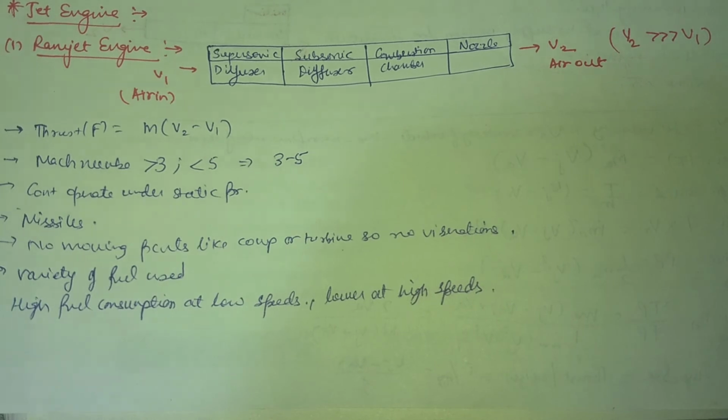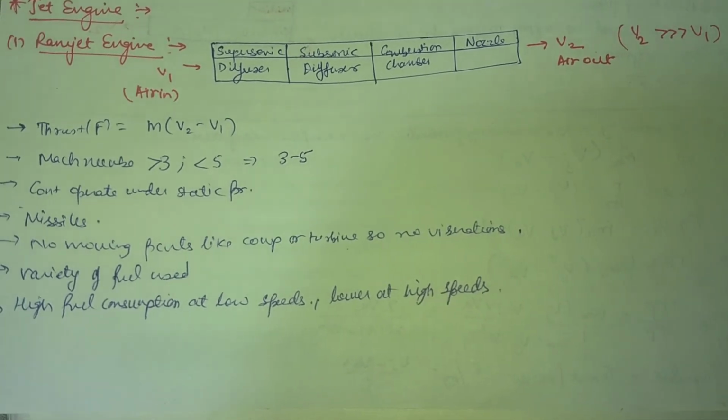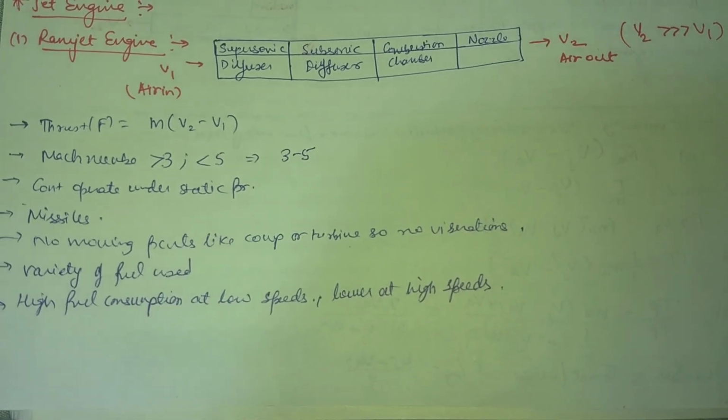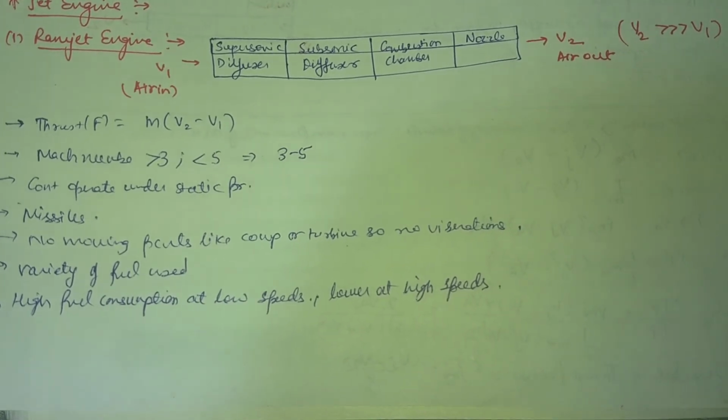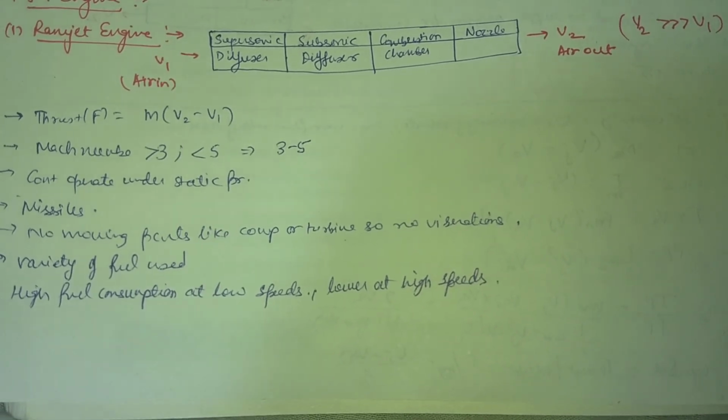Now the next important point here is that since this is an air breathing engine, the altitude at which this engine will work is limited. The best performance for these engines is in the range of 3 to 5 Mach, as you can see written below in the figure.